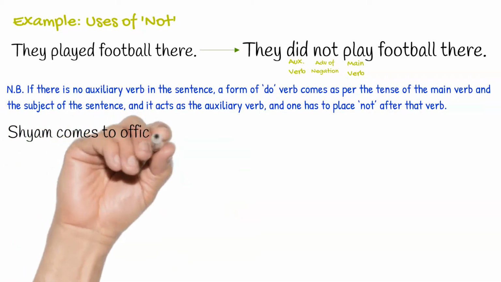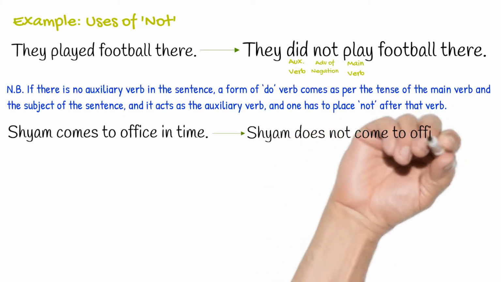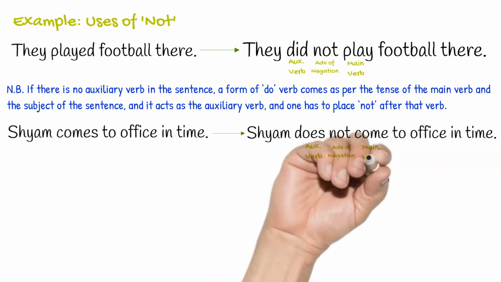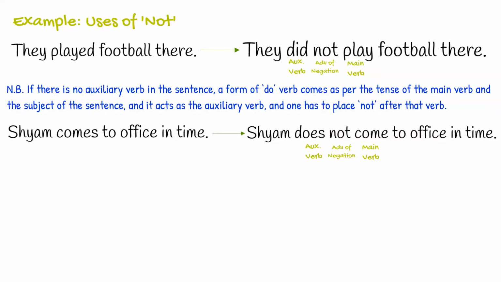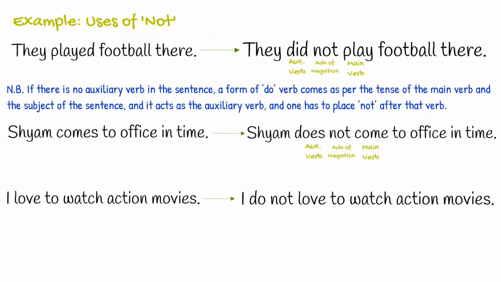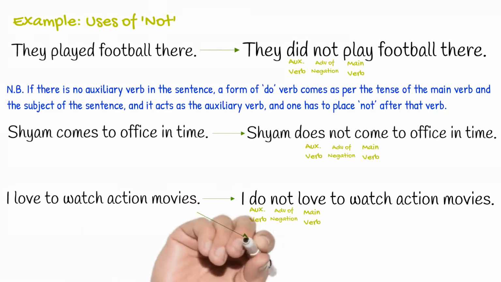Next, Shyam comes to office in time. After negating it becomes Shyam does not come to office in time. Here does comes as the auxiliary verb followed by not then placed the main verb come. Next, I love to watch action movies. After negating it becomes I do not love to watch action movies. Here do comes as the auxiliary verb followed by not then comes the main verb love.